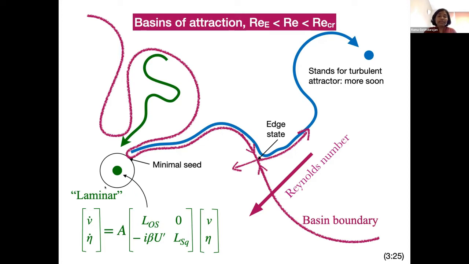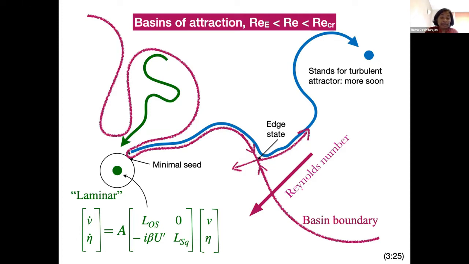And that would determine where you go further on. So that was the basic idea of this basin boundary. And we discussed that one of the very important games in this field is to understand what is the minimal seed. That means what is the smallest distance you can go away from the laminar situation and actually be on the turbulent side of the basin boundary. So what is the smallest thing you can do to push something to turbulence?